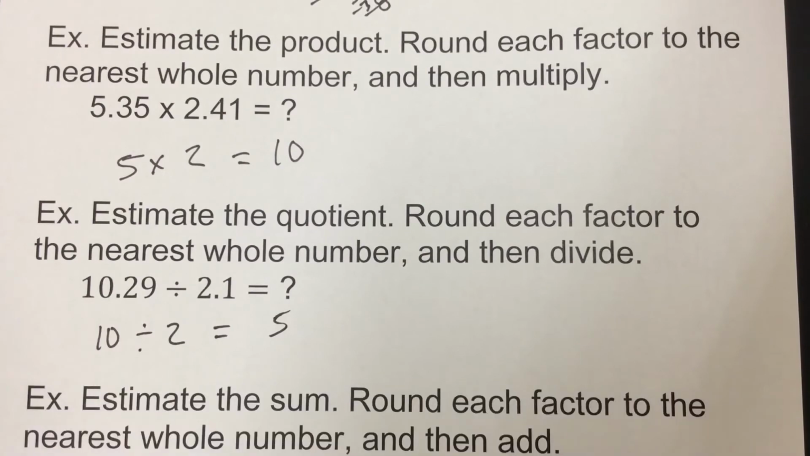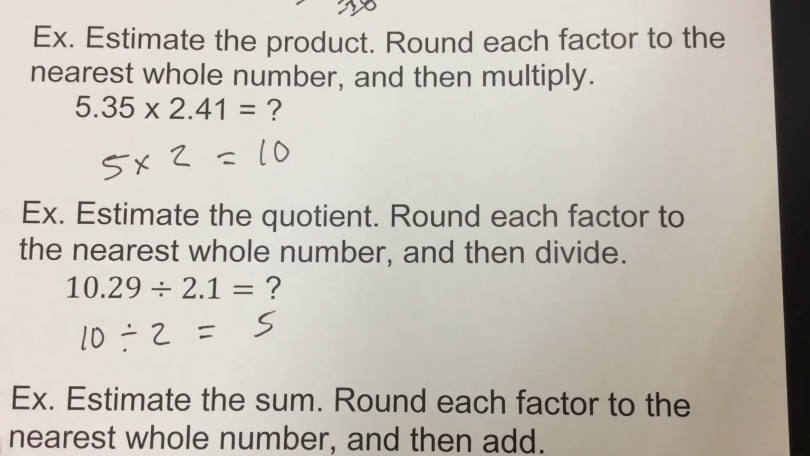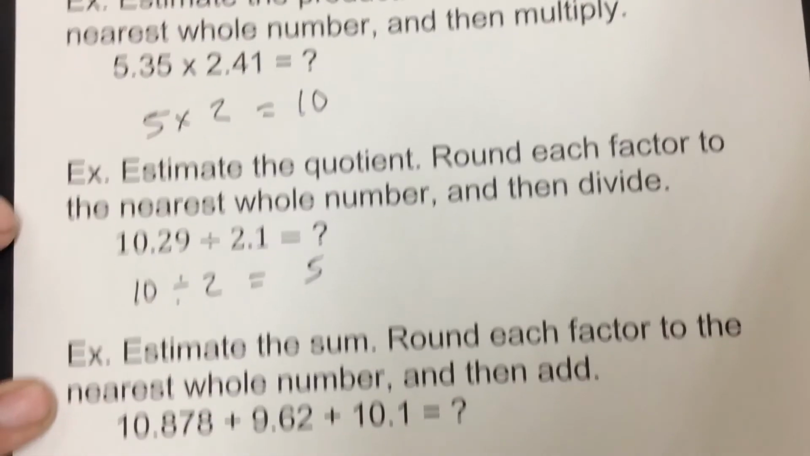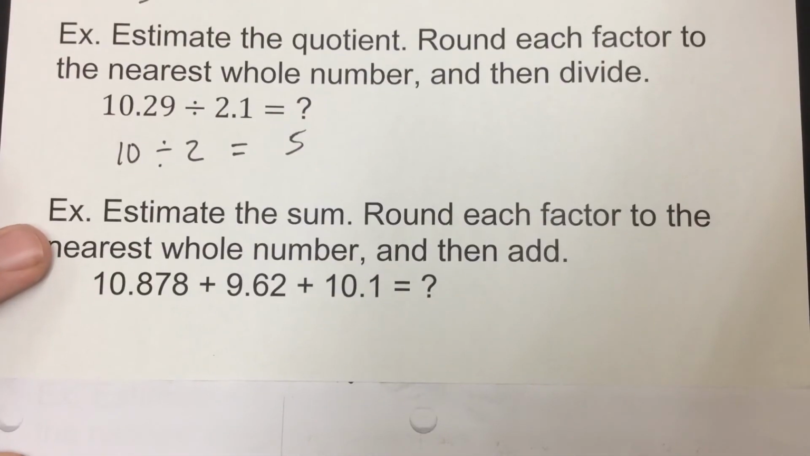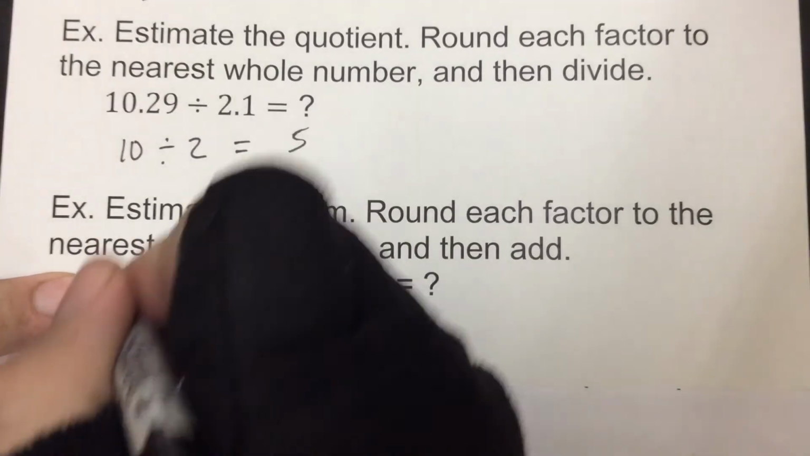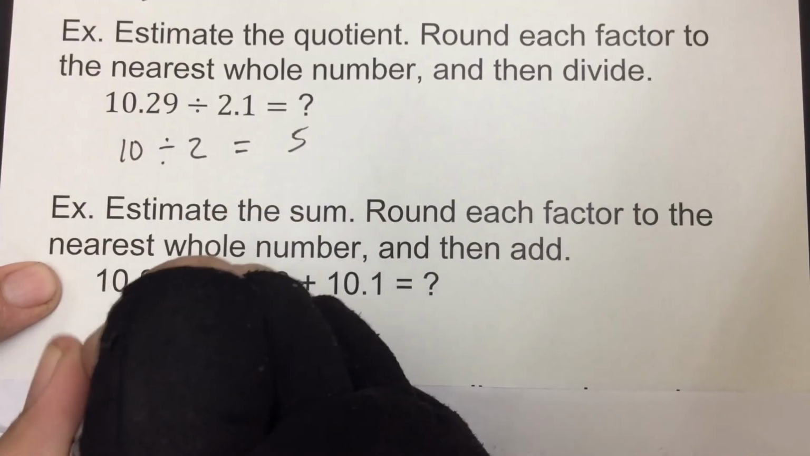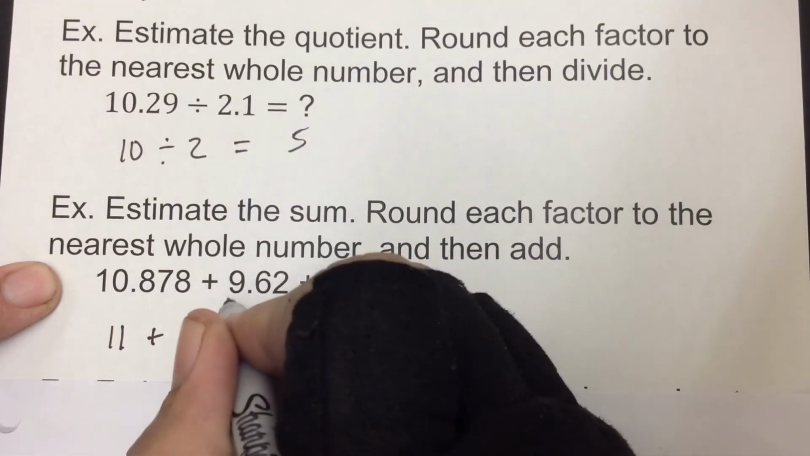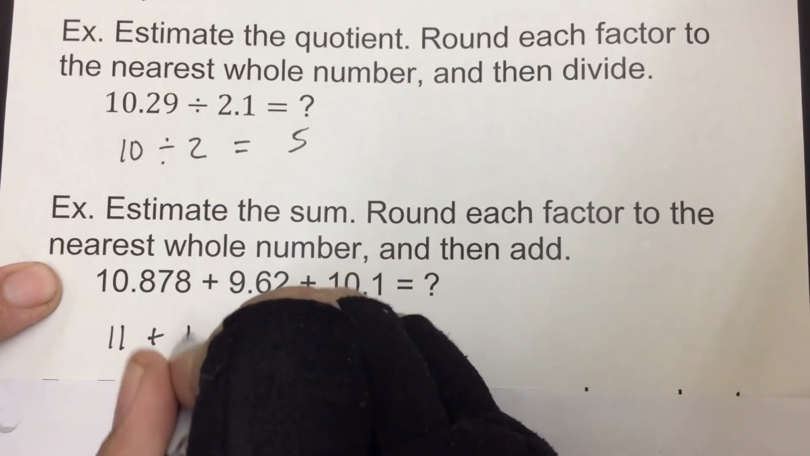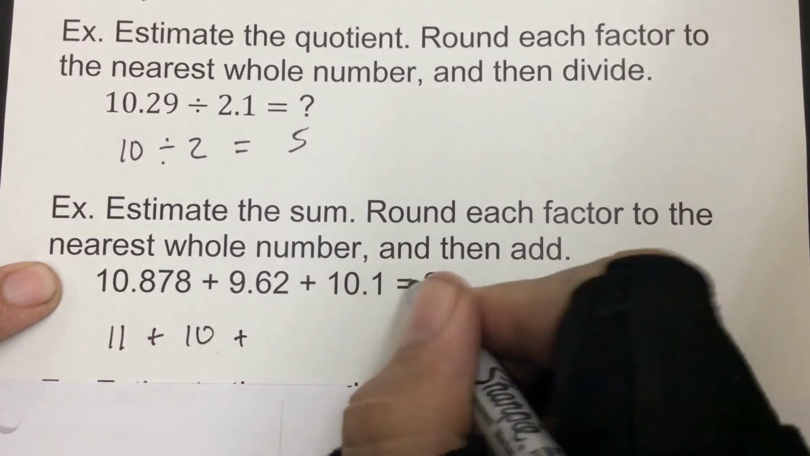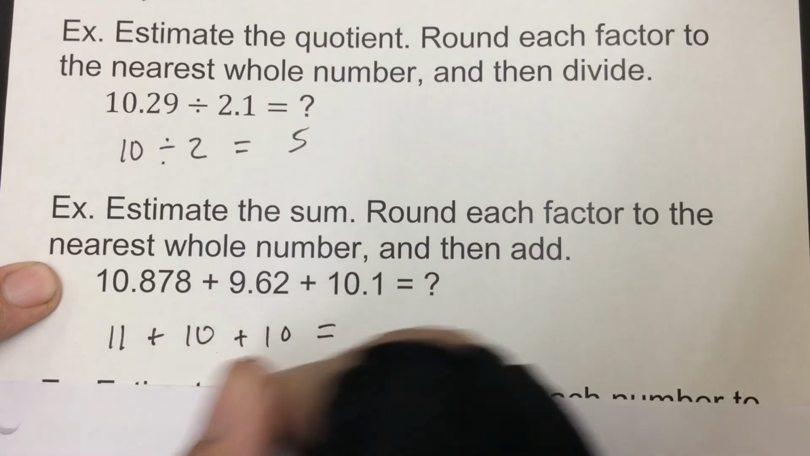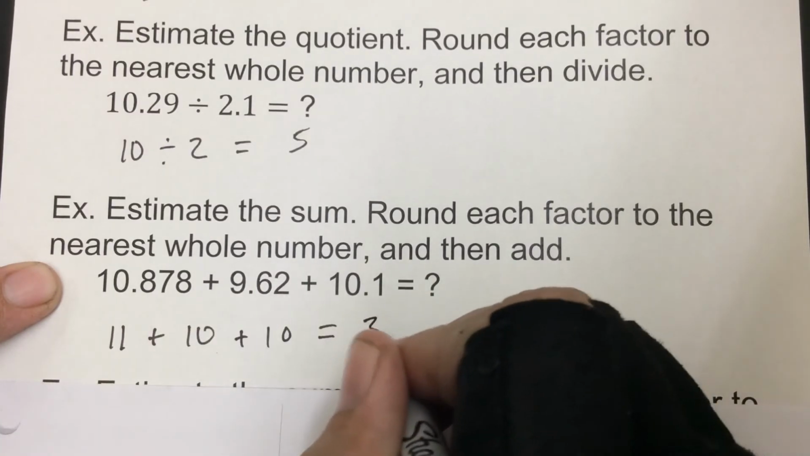Okay. Here we got to estimate the sum, round each factor to the nearest whole number, and then add. So 10.8, the 8 is going to round it up to 11. 9.6, the 6 will round this up to 10. 10.1 will keep it at 10. So 10 plus 11 plus 10 would end up with 31.